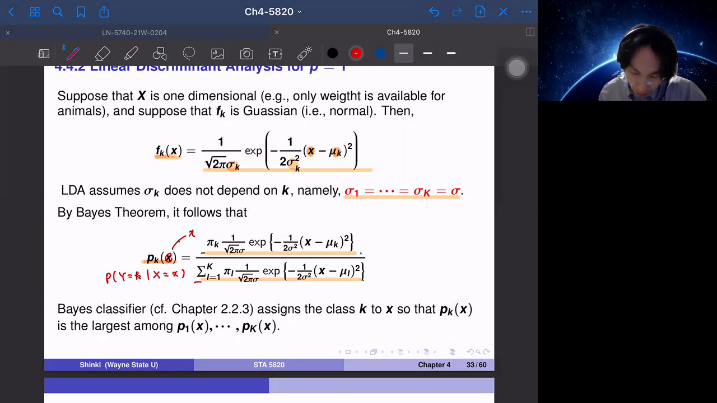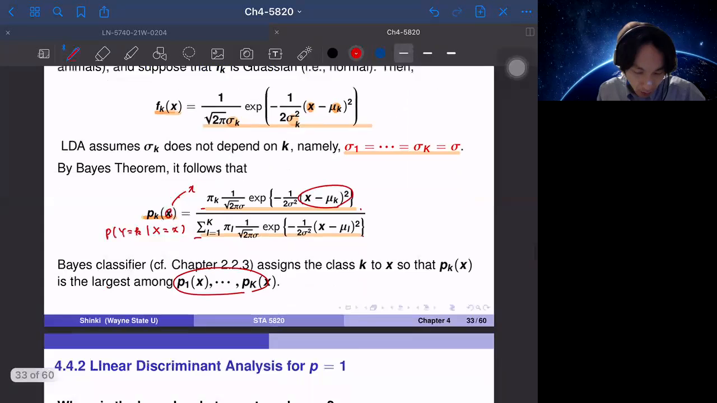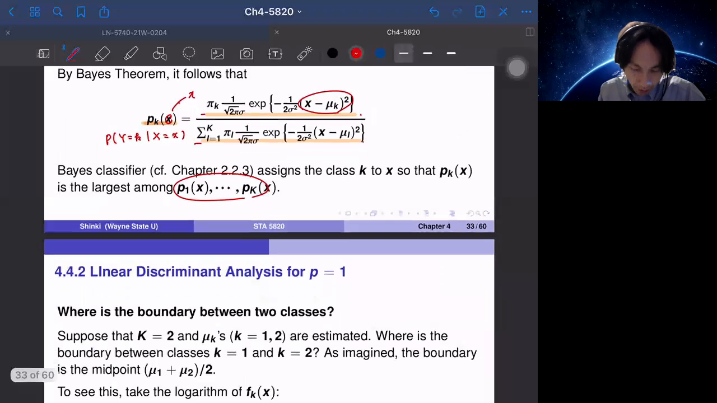And the Bayes classifier assigns the class k to x so that p k of x is largest among these. So basically this is the distance between x and mu k. If we observe x, that observation is classified to the nearest class. So if x is closest to mu sub k, then that observation is classified to class k. So that is the rule of LDA.